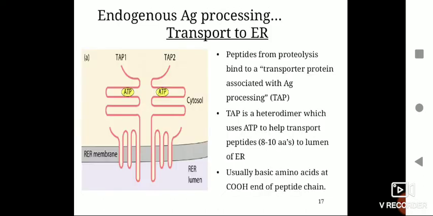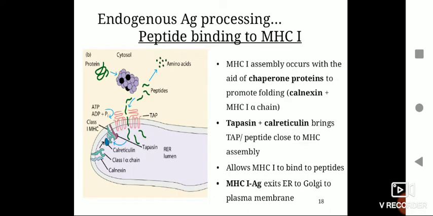So the next step is transport to the endoplasmic reticulum. As I have already informed, this transport of peptide to the endoplasmic reticulum happens by binding to another small protein called transporter protein associated with antigen processing, in short TAP. Right? Now this TAP is a heterodimer which uses ATP for the transport of these small peptides of the size 8 to 10 amino acids long to the lumen of the endoplasmic reticulum. Usually TAP will bind to the basic amino acid at the COOH end of the peptide chain. So this is how the transport takes place.